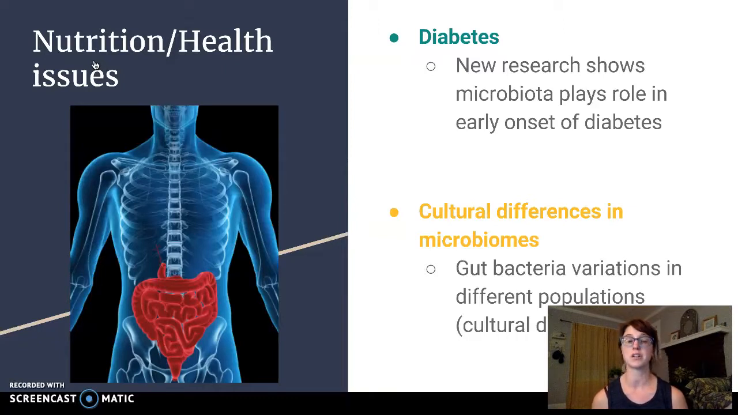And their gut bacteria were significantly different. The children from rural Africa actually had a healthier balance of microbiome than the children from the European study.